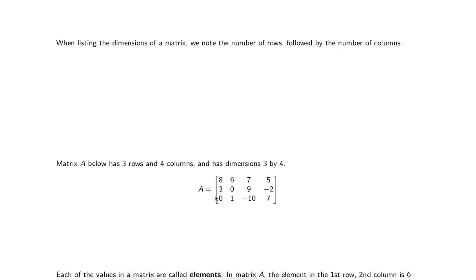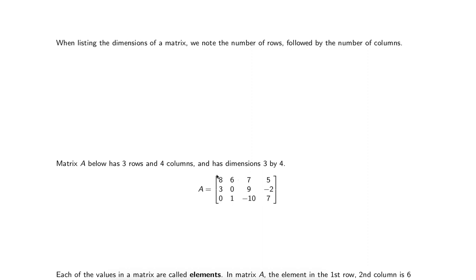So for instance, here we have matrix A, which has 3 rows, 1, 2, 3 rows, and 4 columns, 1, 2, 3, 4 columns. And much like with vectors, we usually enclose matrices in square brackets. However, it's also very common, just like with vectors, to see them enclosed in big parentheses. So it just depends on whatever notation the author chooses to use.